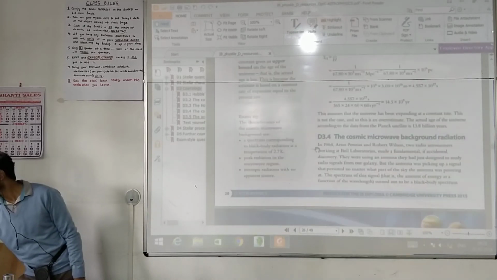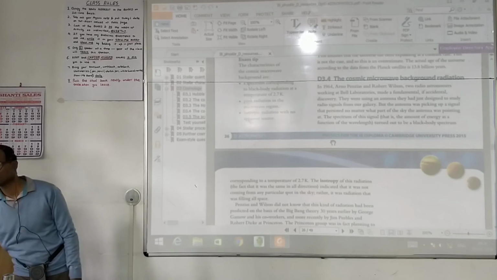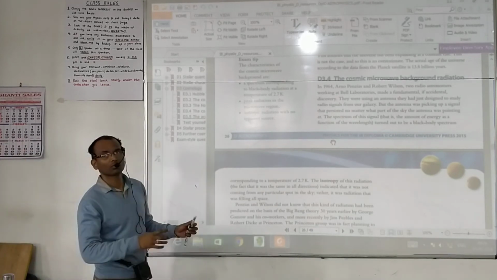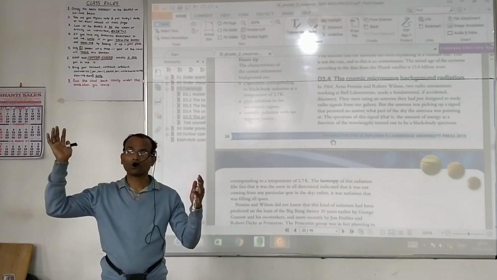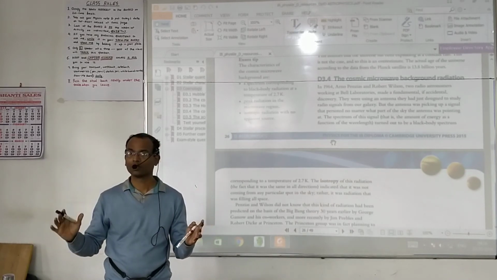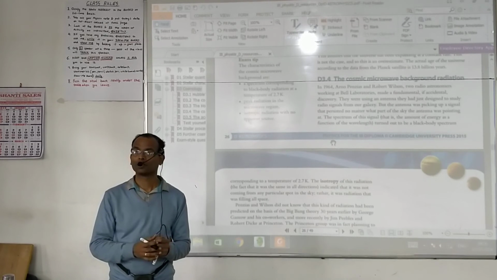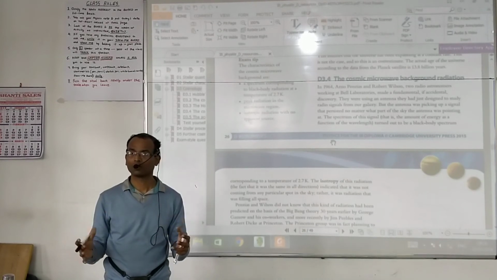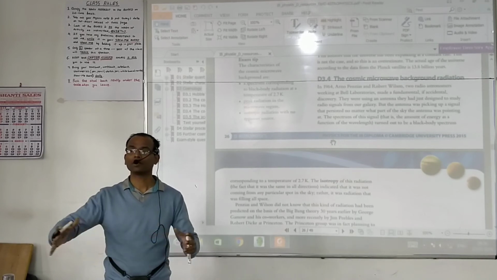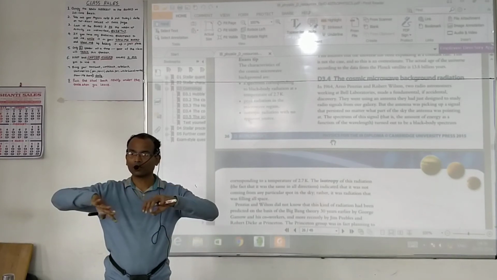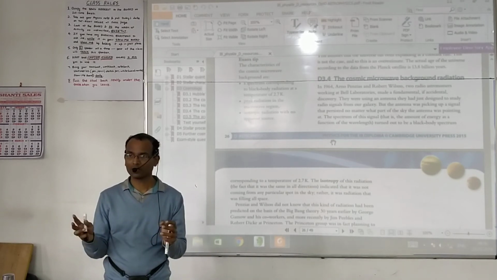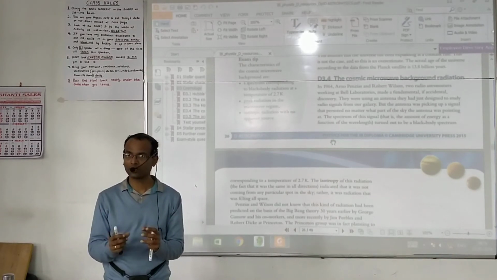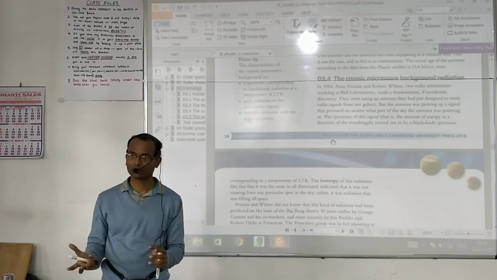Okay. Then the cosmic microwave background radiation, this also I have explained actually. During the Big Bang, the temperature was like 10 power 34 Kelvin. Corresponding to that, the radiation energy was also very high. But as the space expanded, the wavelength has also expanded, so the frequency has decreased, the energy density has decreased, and the temperature has also decreased.